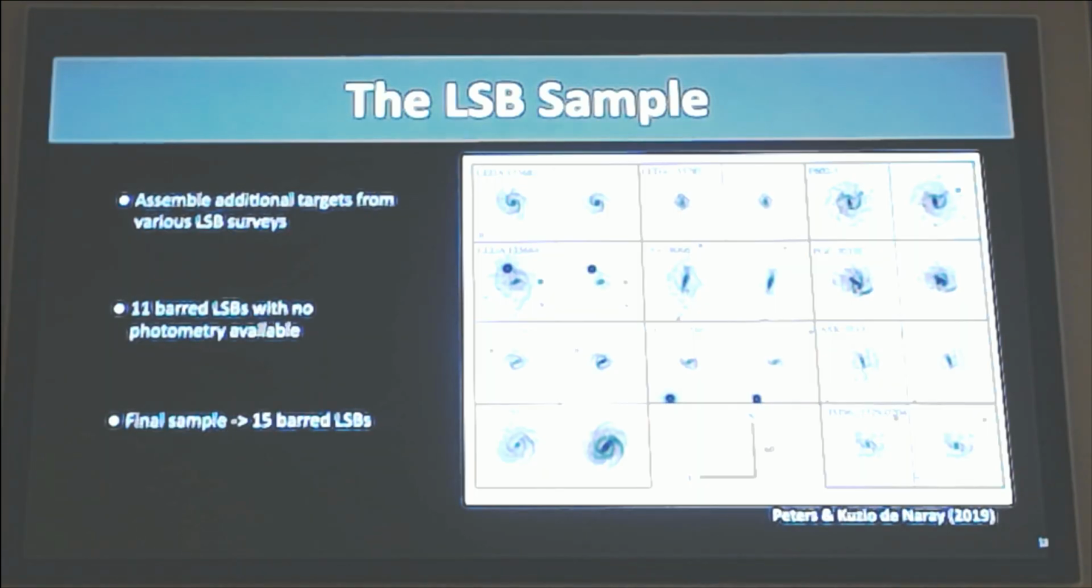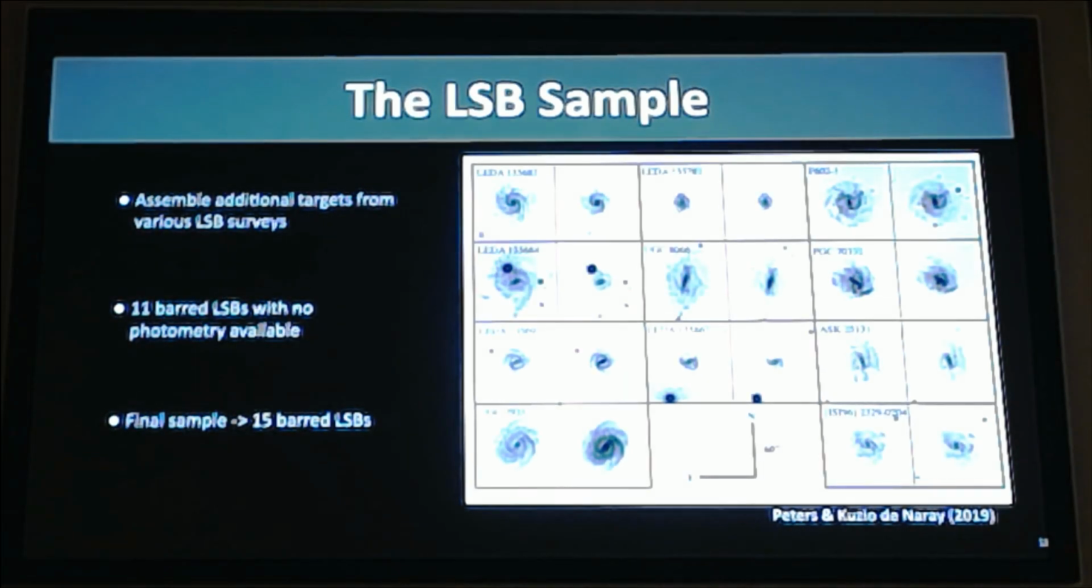Our second study, we perused 2 very large LSB surveys, and we visually identified additional barred LSBs for study. We were able to obtain photometry for 11 of these galaxies shown here. We have a B and I band image for each of these galaxies. And again, we can see a lot of varied morphology. Some of them have clear spiral structure. Some of them are rather small on the sky. Some of them have a rough disk at best. So we're probing a wide range of morphologies in our sample. In total, we have a sample of 15 barred LSBs that we obtained B and I band images for.